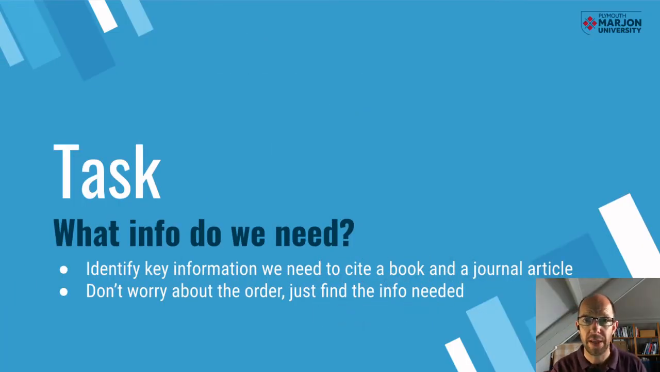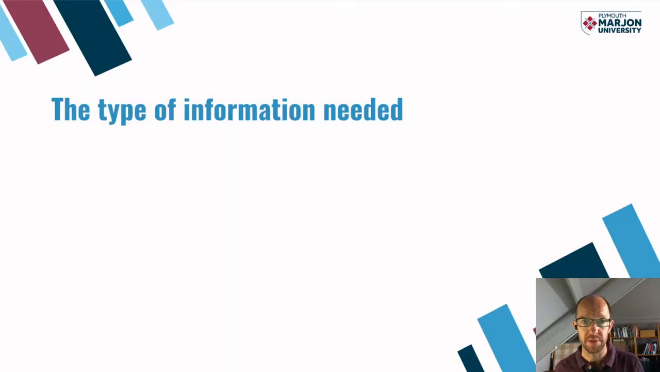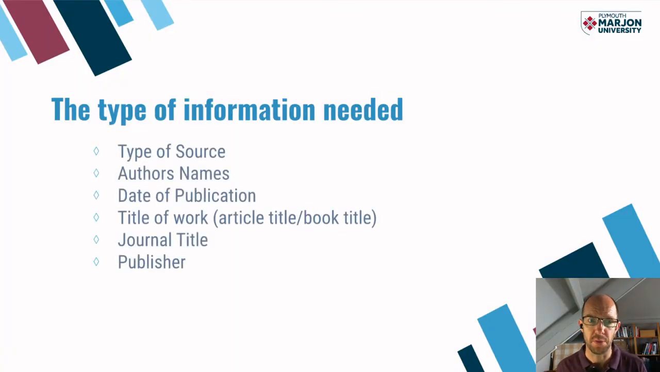So hopefully you've had a think about the type of information that you think should be in a reference, and I'm going to give you some of my thoughts on that. So we need to think about what the type of source is. Is it a book? Is it a journal article? Is it a newspaper? Is it a website? You need to know what it is. And even within a book, there are slightly different types of book as well, and that matters for the referencing.